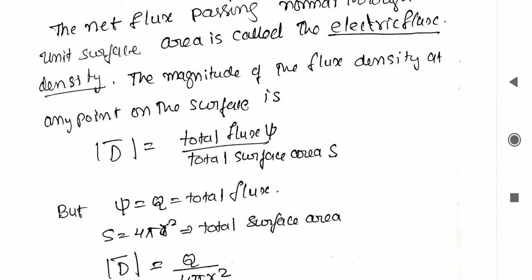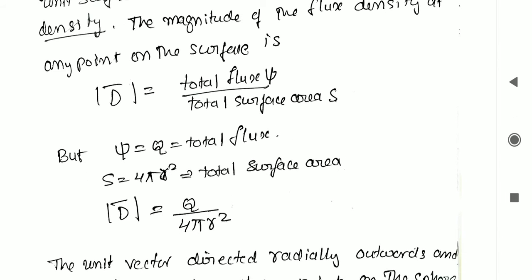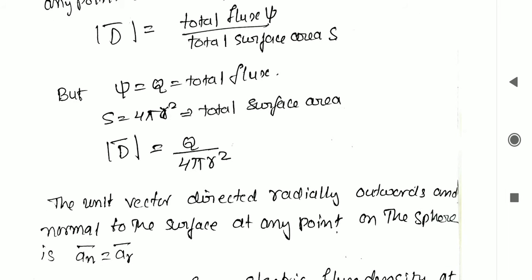So this displacement flux density is given by the formula total flux divided by total surface area. The surface area of a sphere is given by the formula 4 pi r squared. R is the distance from the center of the sphere to the point in the dielectric where we are measuring. So D is given by the formula Q divided by 4 pi r squared.